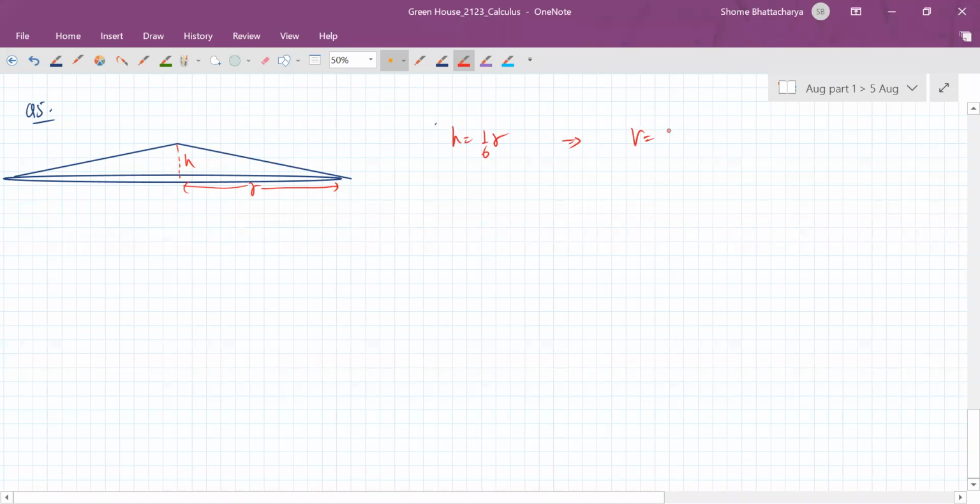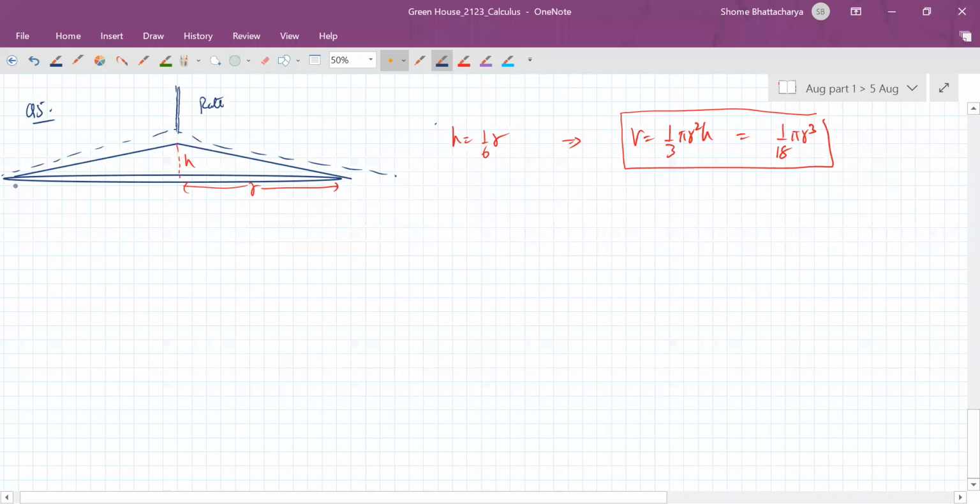So the volume, which is 1/3 pi r square h, becomes how much? 1/18 pi r cube, right? This is the same thing you had used in the previous question. Now as sand is falling from the top like this, gradually this is increasing in size, but proportionately. Always h increases by a factor which is 1/6 of the rate of change of r.